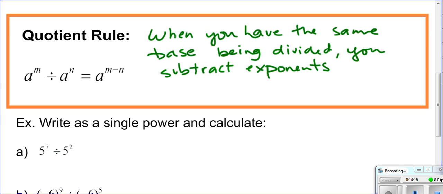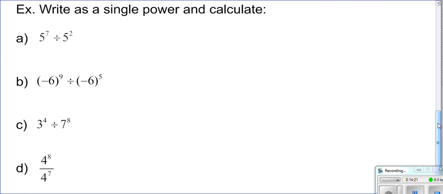So taking a look at these examples. 5 to the power of 7 divided by 5 to the power of 2. In both cases, the base is a positive 5. They're separated by division, so I'm going to subtract the exponents. If this seems a bit weird to you, I want you to stick with doing the cancel out method, if that helps you see it a little better. And so we end up with 5 to the power of 5.